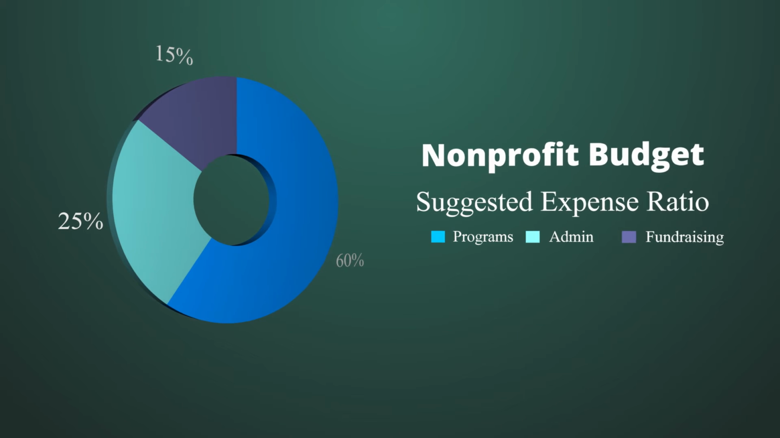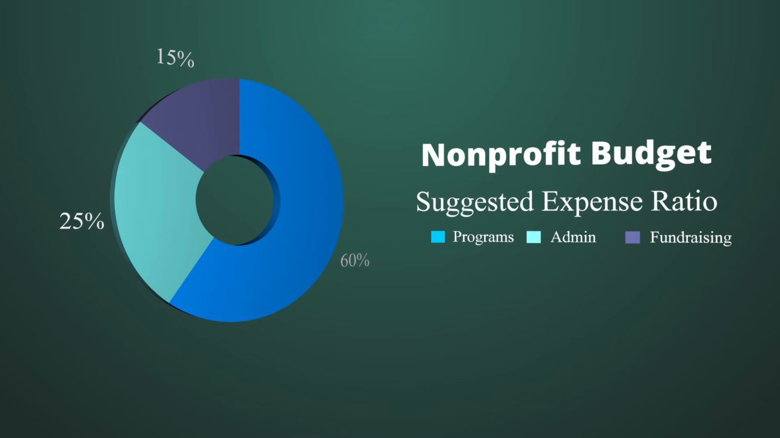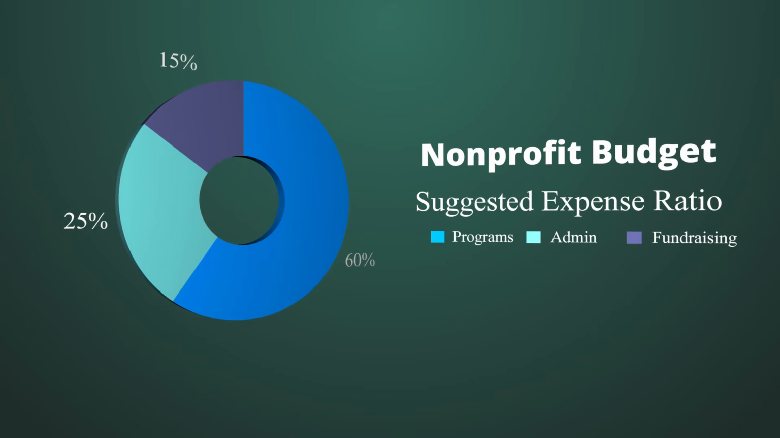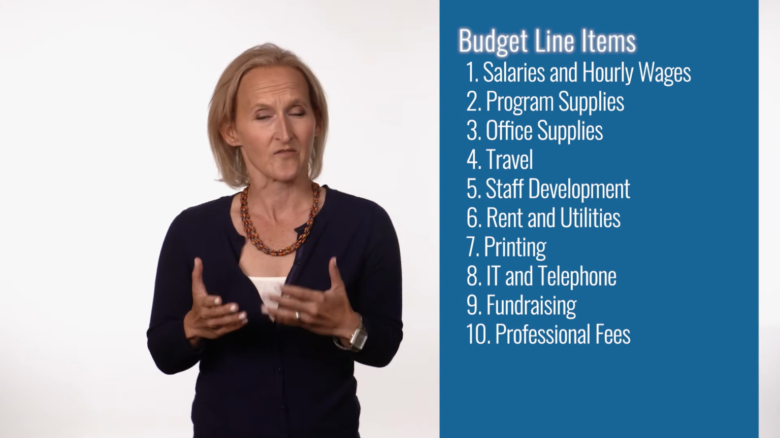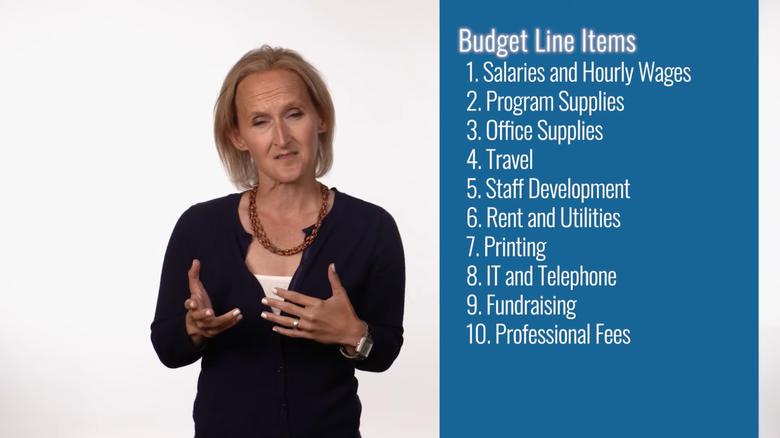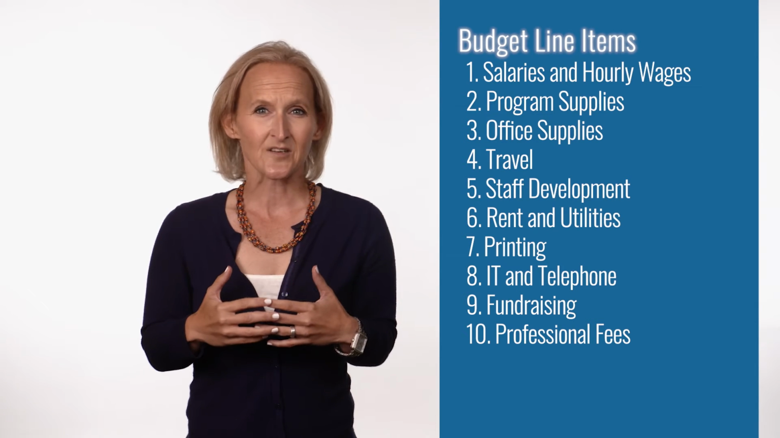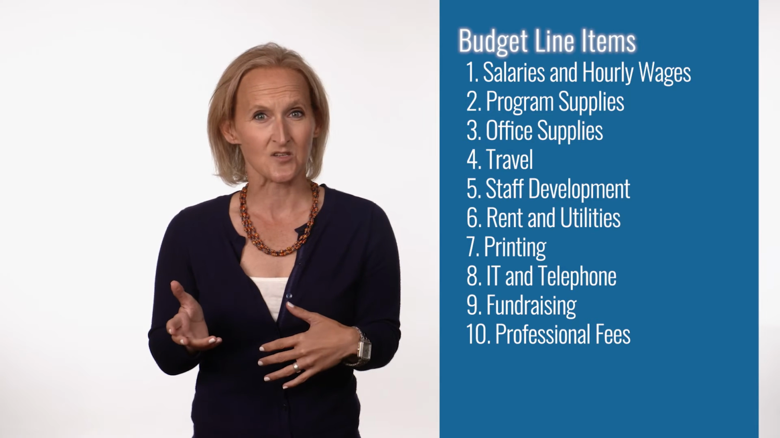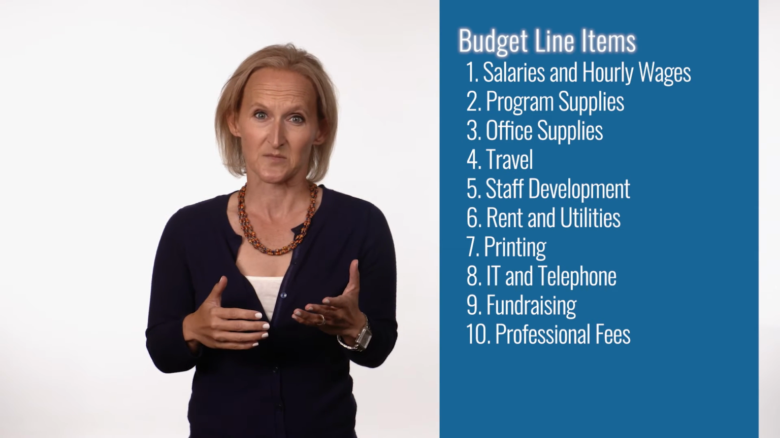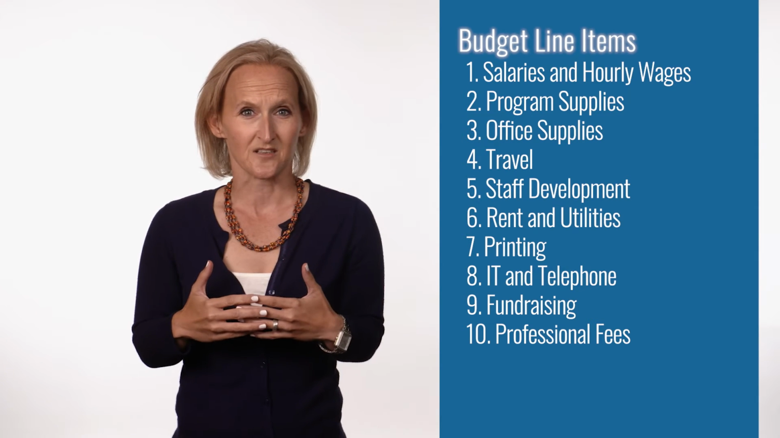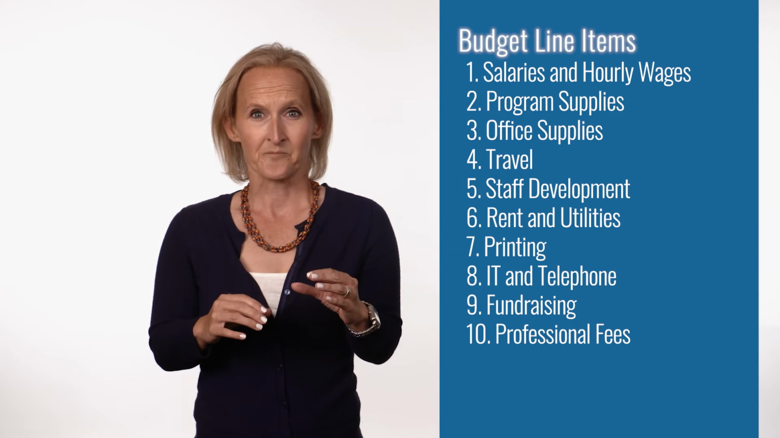A good ratio to keep in mind is 60% of spending in programs, 35% in general and administrative, and 15% in fundraising. Some examples of budget lines in your expense budget may include salaries and hourly wages, program supplies, office supplies, travel or meetings, staff development, rent and utilities, printing, IT or telephone, fundraising, professional fees such as a CPA or a speaker.